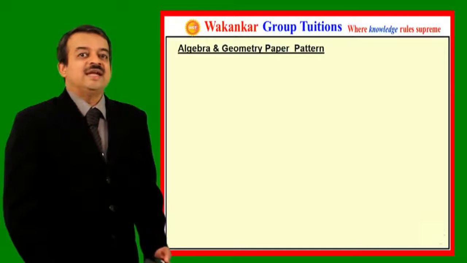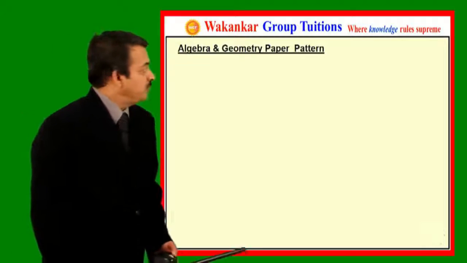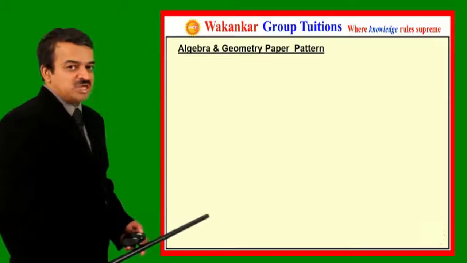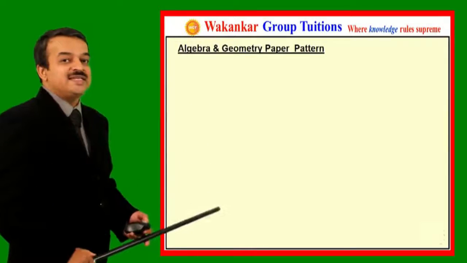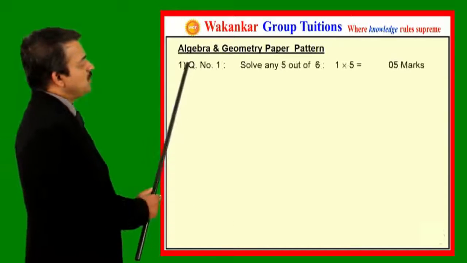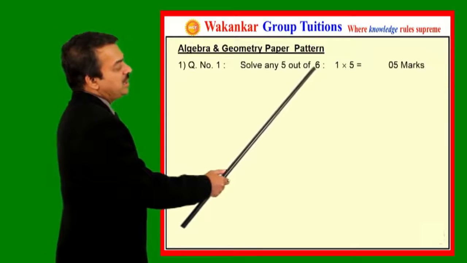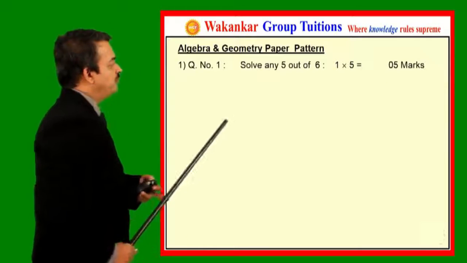Now students, let us see the paper pattern and the time management. Now remember one thing, the paper pattern and the time management for both algebra as well as geometry is exactly the same. That is, your question number 1 is you have to solve 5 out of 6. Each question carries 1 mark, so total marks will be 5.